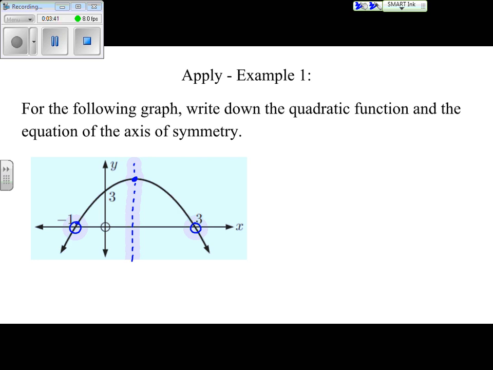So how do we find the middle of -1 and 3? Well, I take the -1 and the 3, I add them together and divide by 2. What is that called? That's called finding the mean, or the average of something.